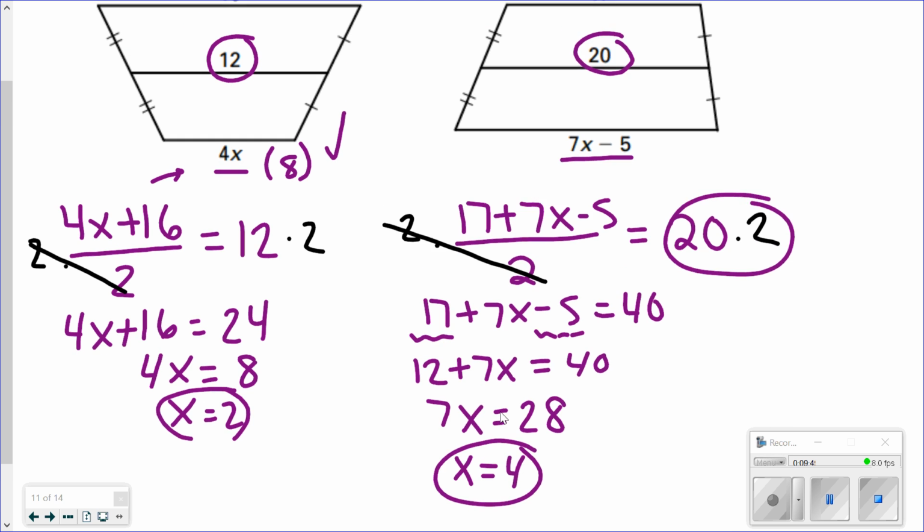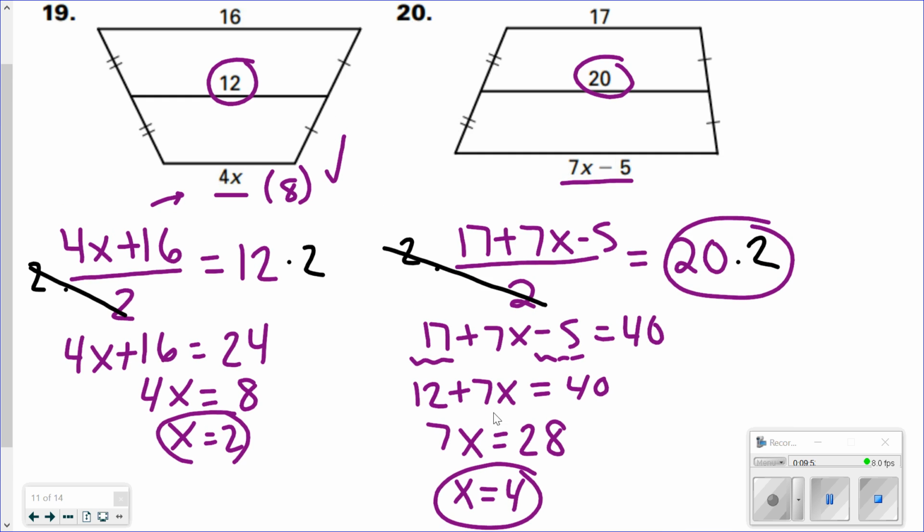Now, let's double check that this is correct. If I look at my bases and I plug x back into this equation here, I end up getting 7 times 4 minus 5, that's 23. So 17 plus 23, divided by 2. Do we get an answer of 20? And we do, so that means that our x value is correct.